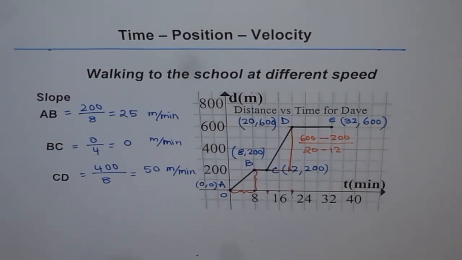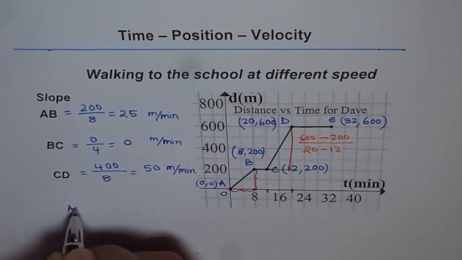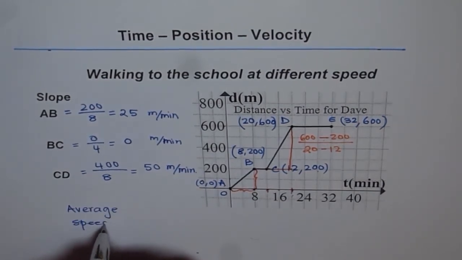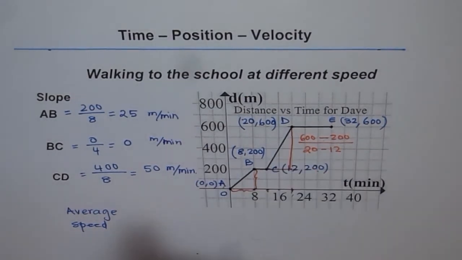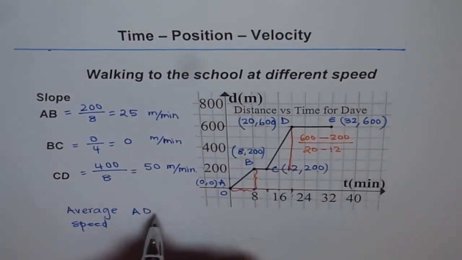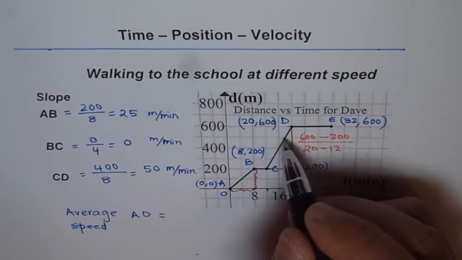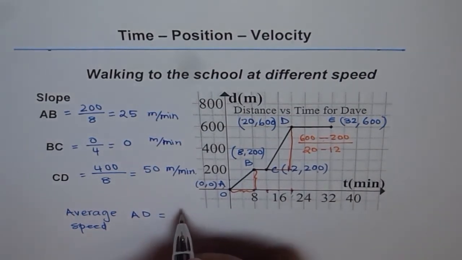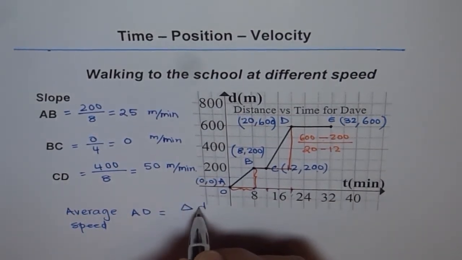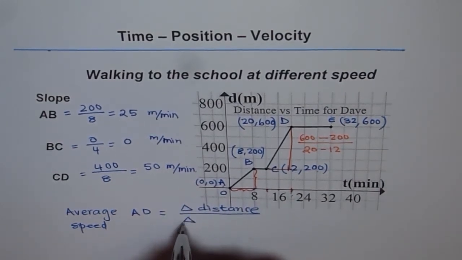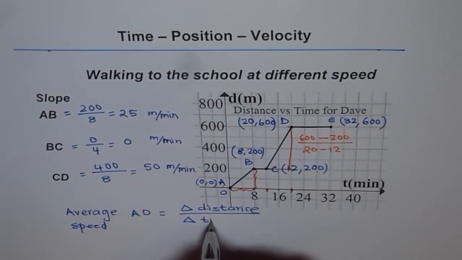As an added exercise, I would like you now to do a few more things. And that is, first, let's try to find the average speed between the time A to D, right? Average speed between A to D, right? So to find the average speed, speed is change in distance. Let me write delta as change in distance, right? Change in distance over delta will denote change in time, right?